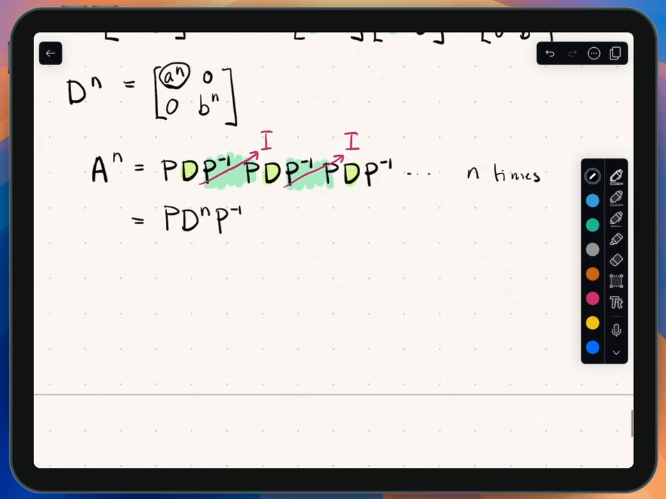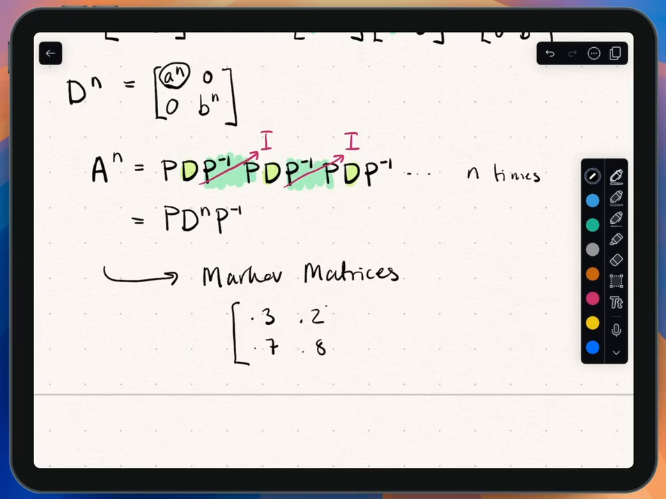And why do you even want to have the matrix power in the first place? Well, you could imagine working with Markov matrices, because often there we're interested in how something changes over time. You have a transition matrix like 0.3, 0.7, 0.2, 0.8, and then you want to say, okay, how does this change if I take 10 steps or 100 steps or maybe even infinitely many steps? Converting A to a diagonalizable form will help us find these powers much more simply.